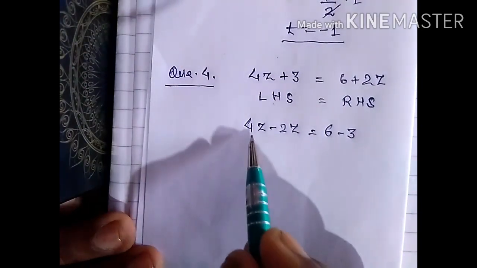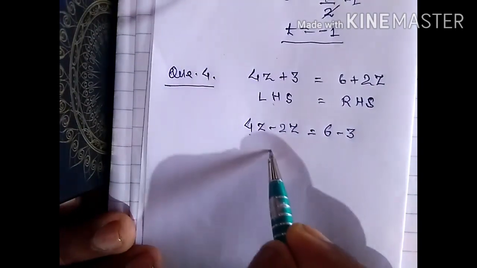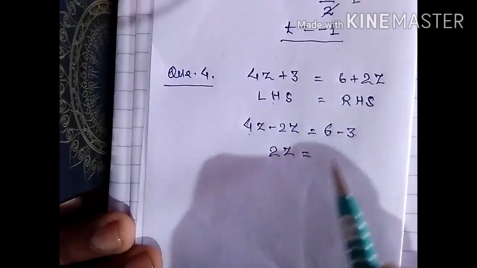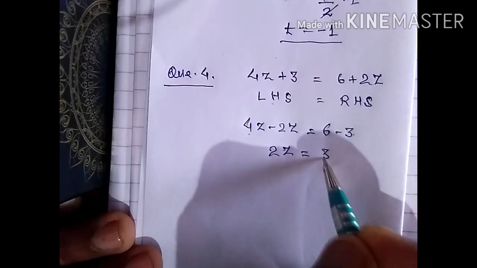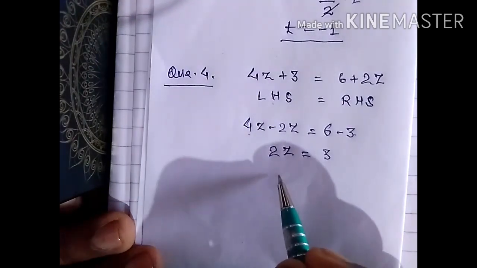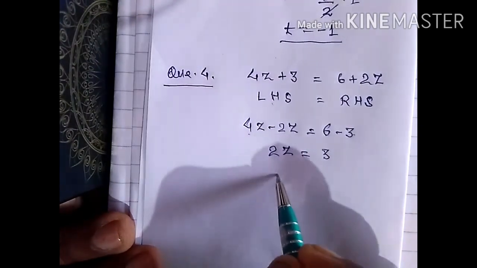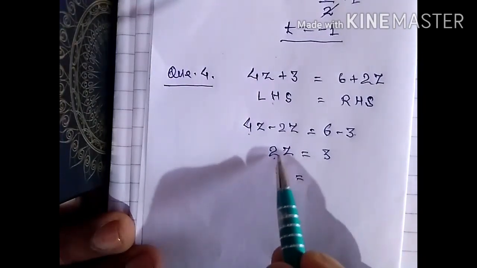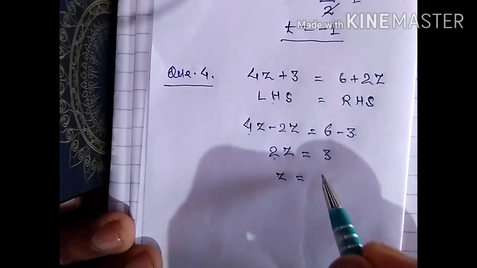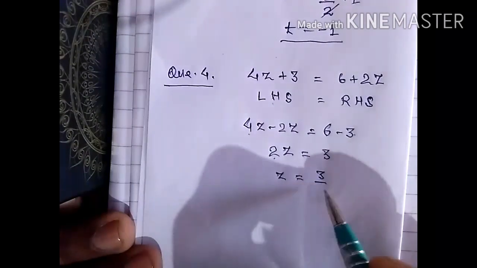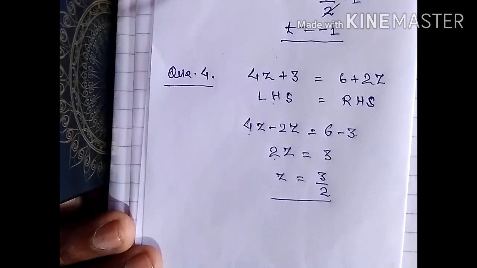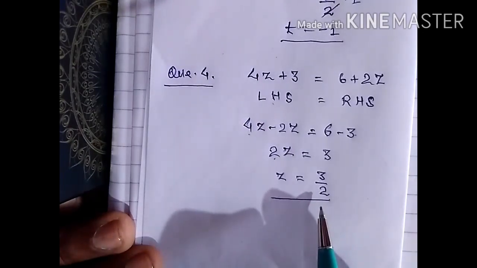Clear, students? So 4z minus 2z, that is 2z. 2z is equal to 6 minus 3, that is 3. Now what will be the value of z? Z is equal to, 2 is multiplied here, and after transposing it will be divided. That will be 3 by 2. This is the value of variable z. Z is equal to 3 by 2.